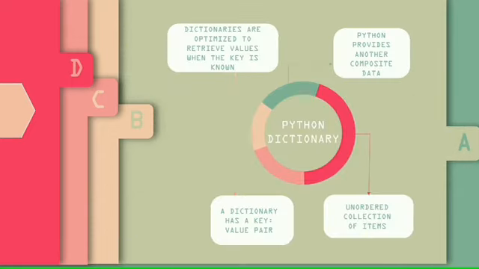Dictionary. According to tutorialspoint.com, a Python dictionary is an unordered collection of items in which compound data types have only values as an element. A dictionary has a key-value pair, in which dictionaries are optimized to retrieve values when the key is known. Python provides another composite data type called a dictionary, which is similar to a list in that it is a collection of objects.